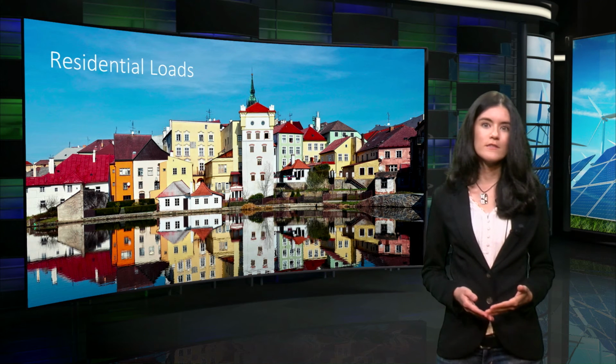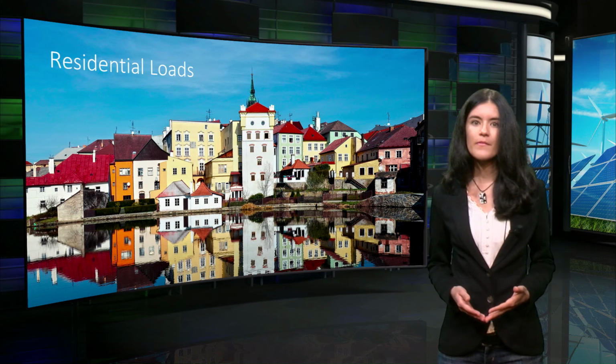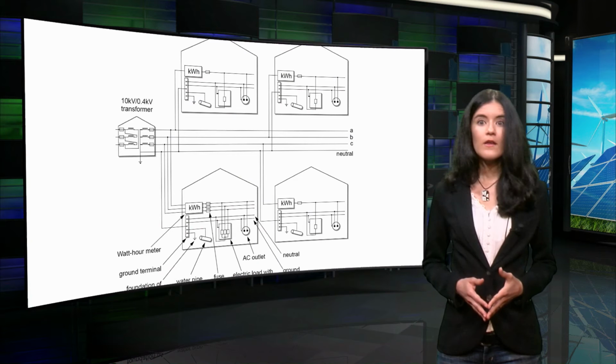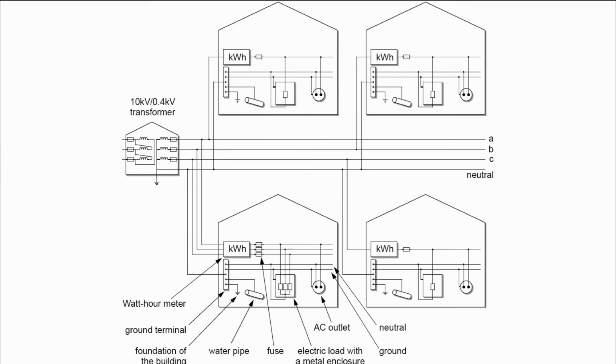Residential loads are, in general, single-phase loads. In the figure, you can see three phases denoted as A, B, and C. In order to keep the three-phase distribution system as balanced as possible, houses are connected to different phases. Please notice, for example, that the house on top left is connected between phase A and the neutral, whereas the house on the top right is connected between phase B and the neutral.